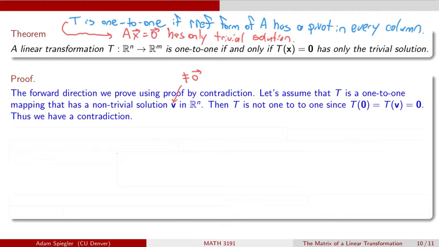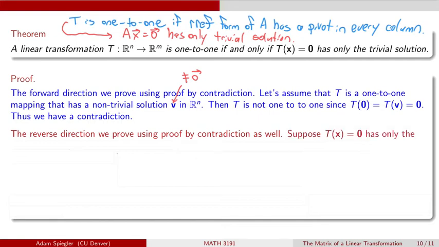So we'll call this the reverse direction, and we're going to prove this using the same proof technique, proof by contradiction. So this proof by contradiction is going to start by, let's suppose that Tx equals 0 has only the trivial solution, and T is not 1-to-1. So let's see what happens under these two assumptions.